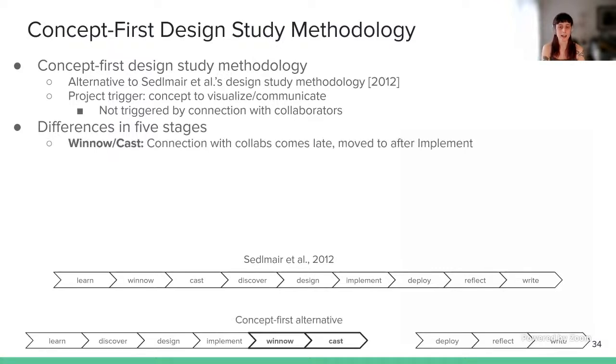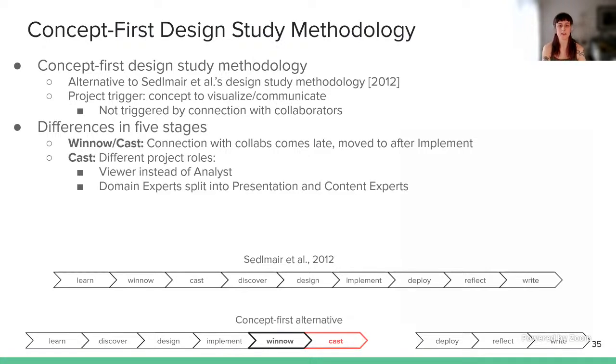So the winnow and cast stages came quite late after we had implemented our prototype. The cast stage had some different roles. We have more of a viewer than a data analyst, and our domain experts were split into presentation and content experts. For the discover stage, we found that our tasks came from the authors and ourselves and from literature, as opposed to collaborators, because we didn't meet them until afterwards.